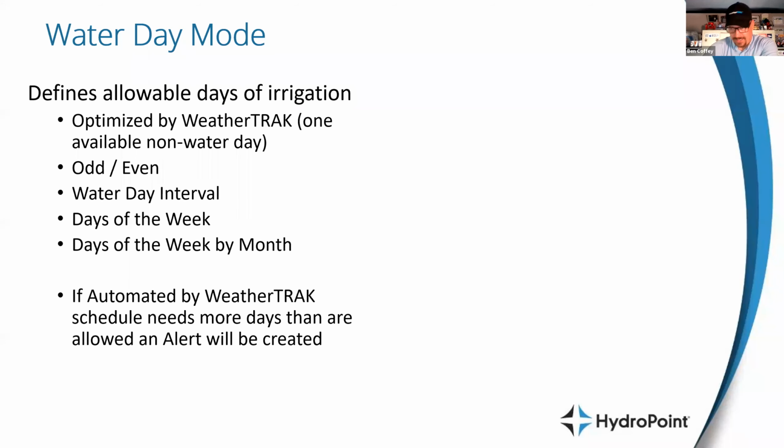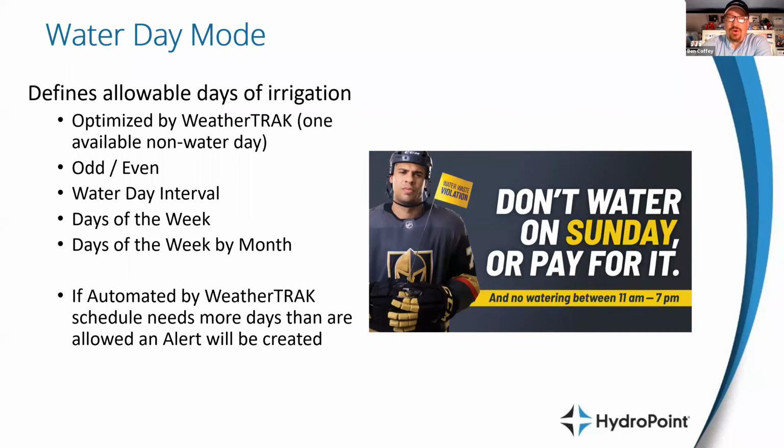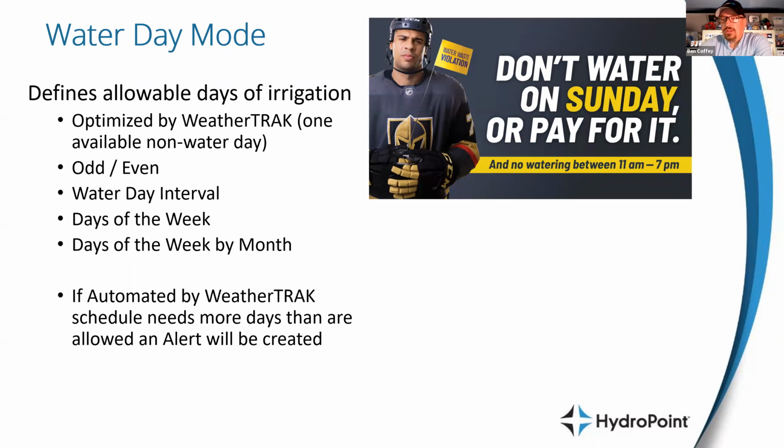The biggest banner on that hockey poster was about water days. Don't water on Sunday. And Denver Water is 3 days a week, so we manage a different way a little bit. When you are looking at programming your WeatherTRAK, the first thing we want to talk about is called water day mode. The water day mode defines which days we can allow irrigation, and we've got 5 different options.